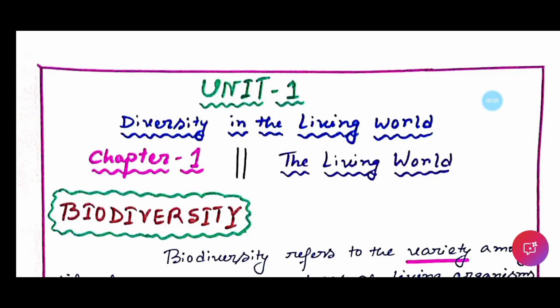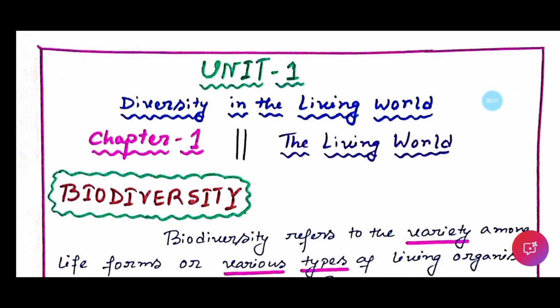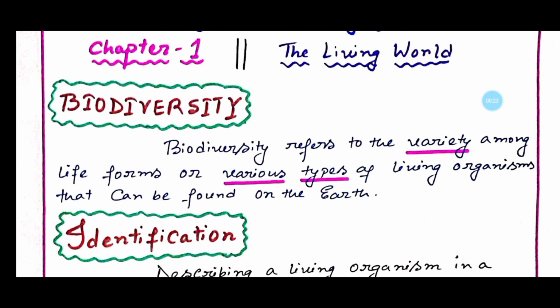I am going to start with the first chapter of your class 11 biology, and today our topic of discussion will be biodiversity, how we identify and name various living organisms and the rules of binomial nomenclature. So let's get started. Have you ever noticed you are surrounded by a variety of life forms?